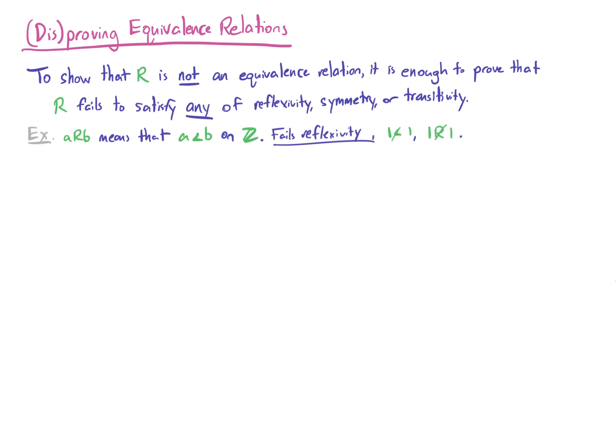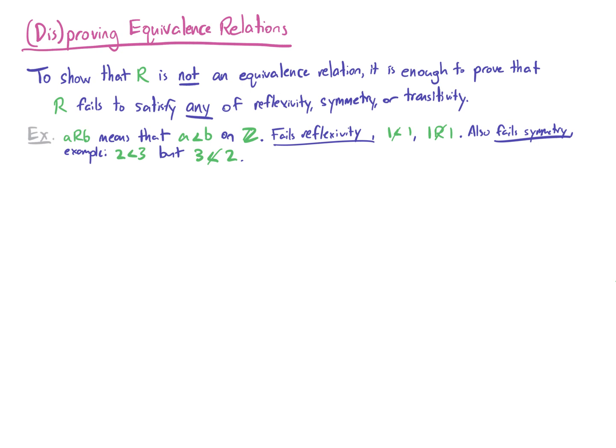This is a very quick and kind of casual disproof by counterexample. I've found an element of the integers which is not related to itself. This actually also fails symmetry. So in particular, for example, 2 is less than 3, but it is not the case that 3 is less than 2, which means that we have found that 2 is related to 3, but 3 is not related to 2.